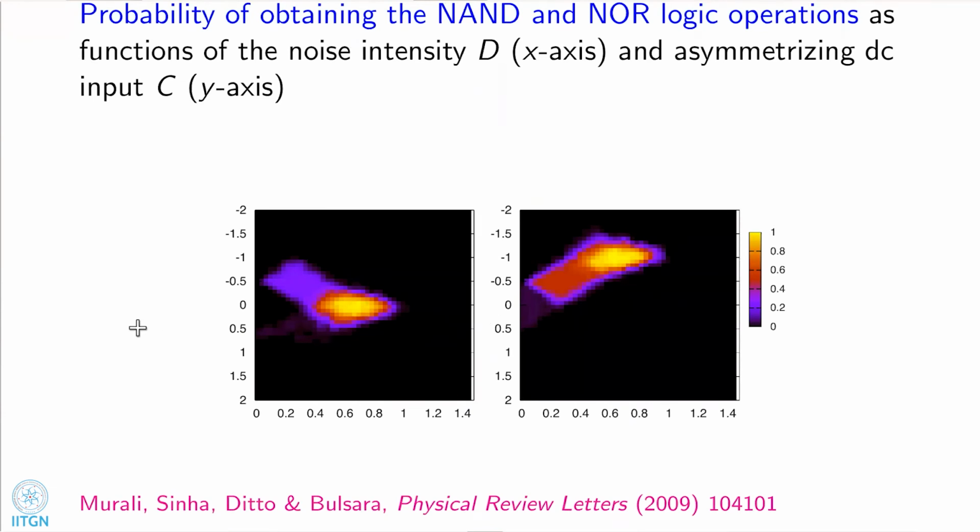The probability of getting a correct answer is 1. So it's very, very reliable. And this is the noise on the x-axis. Y is that constant bias. So as I change the bias, I can get 2 different logic operations, NAND on this side, NOR on the other side. And as you can see, the spot is somewhere in between. There's a moderate amount of noise where it works perfectly.